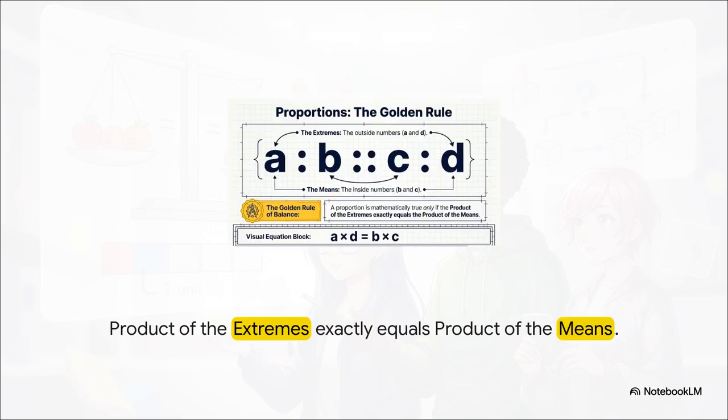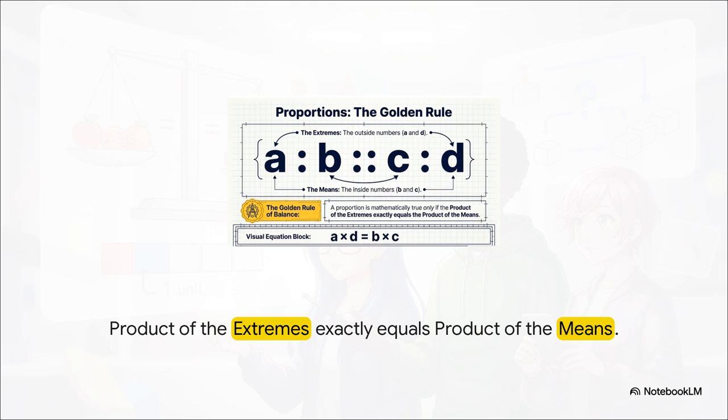Now, simplifying is great, but there is actually an ultimate shortcut test to prove if four numbers are in proportion without having to simplify them down every single time. It's called the golden rule of balance. When you write a proportion out as a sentence, like A is to B as C is to D, the outside numbers, which are A and D, are called the extremes. The inside numbers right in the middle, B and C, are called the means.